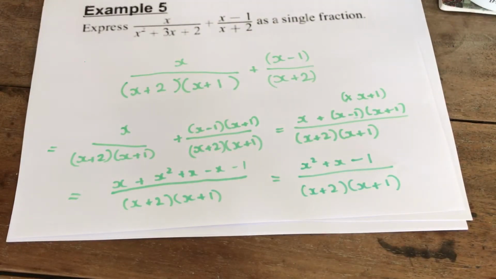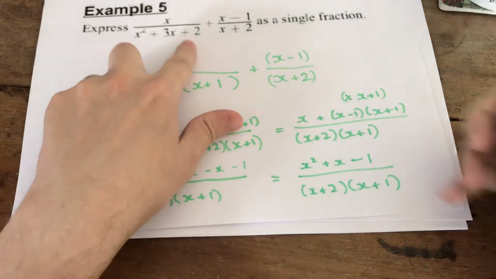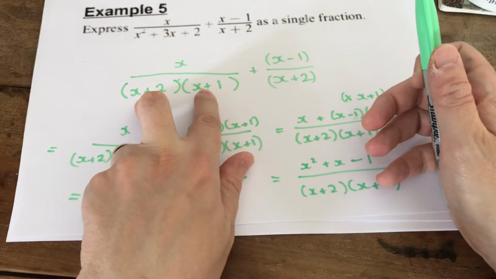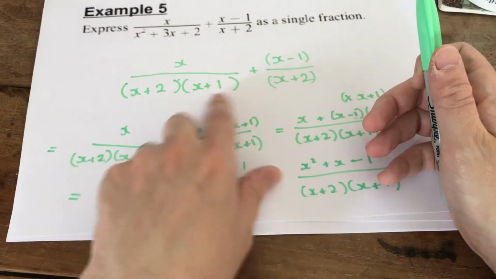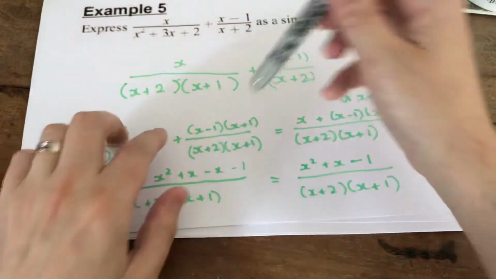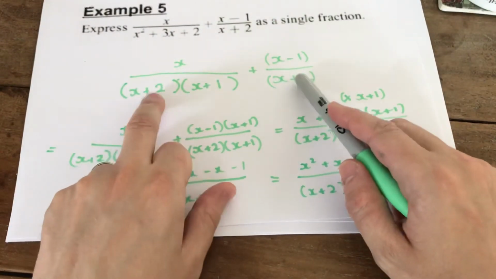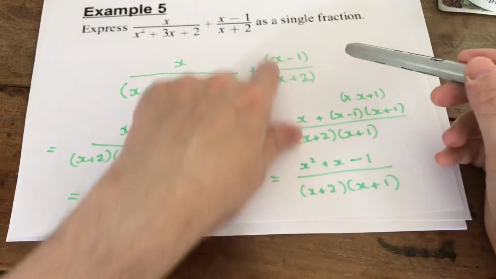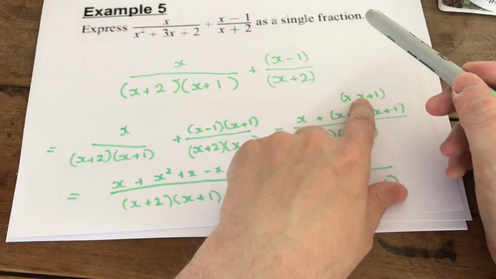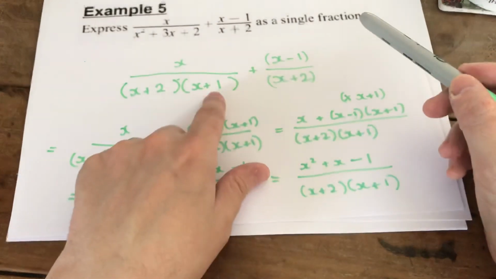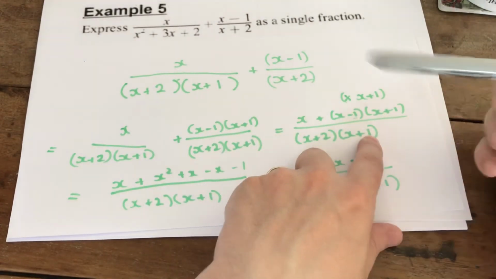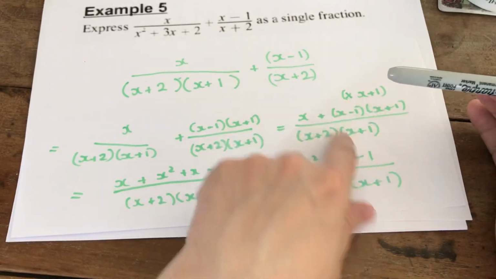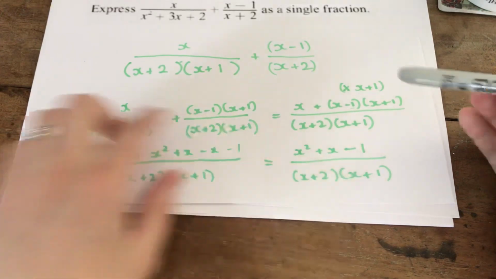So to go back through, you look at the quadratic which is in the denominator. You factorise it. You then identify which of the brackets are in both sets, and you use that to find a common denominator for your other fraction. So in this case I've timesed the top and the bottom by x plus 1 because that was the other bracket. You then write them out as brackets, combine them into a single fraction, expand, and then collect like terms.